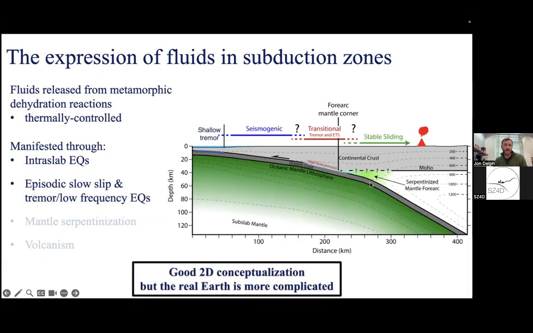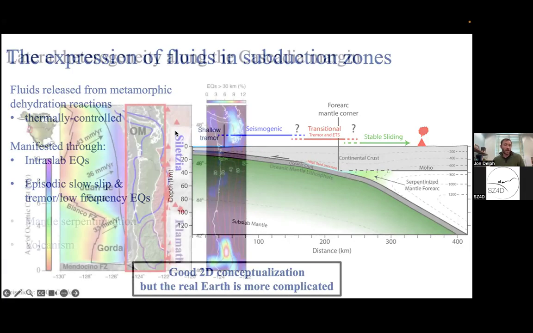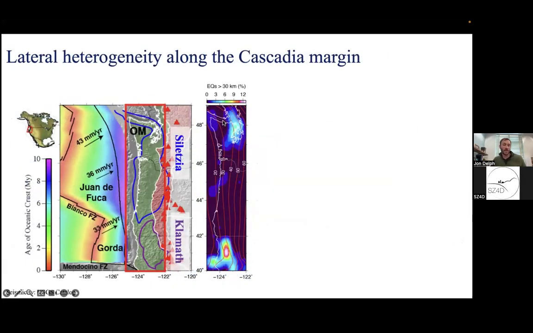And I would say this is a nice 2D conceptualization of what a particularly warm subduction margin looks like. But of course, the real Earth is much more complicated than that, which is great for those of us that study these systems for job security's sake. So if we look at intraslab seismicity along the margin, we see that it's highly localized to northern and southern Cascadia.